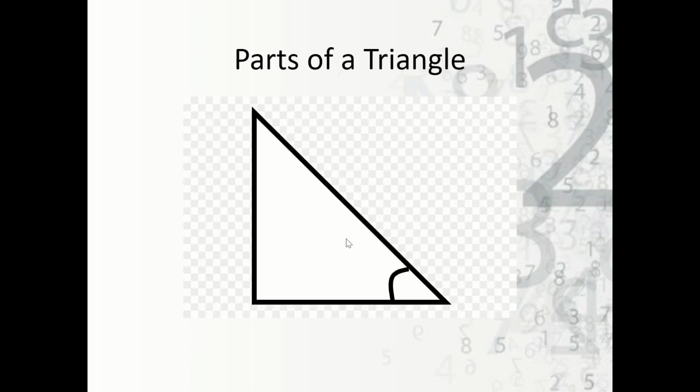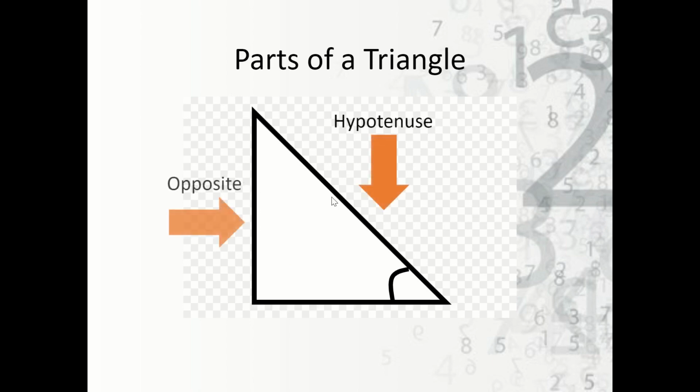Now, what are the parts of a right triangle? A right triangle has 3 sides, and this is our 90-degree angle. We call the side opposite of the 90-degree angle, or the longest side, the hypotenuse. Each of the other 2 sides we call our legs, and if we're looking at this angle here, this is considered the opposite side. Notice it's the side that's opposite of where this angle is located. If we drew an arrow from it, it would go straight to this side. And the side right next to it we call the adjacent side. So we have hypotenuse, opposite, and adjacent.